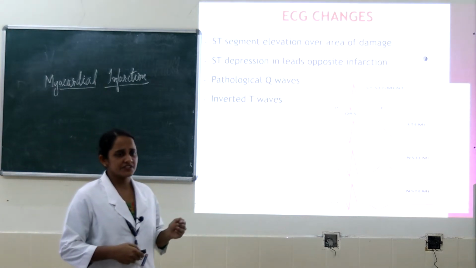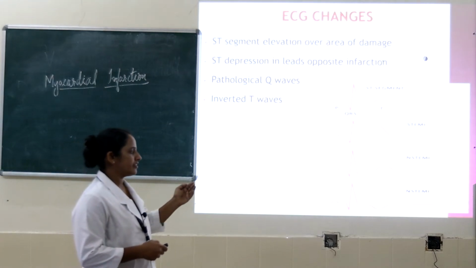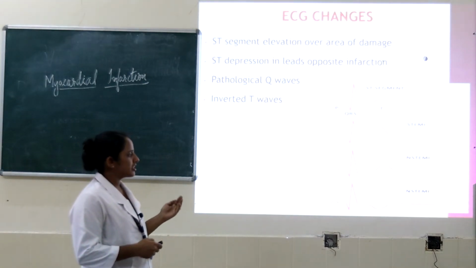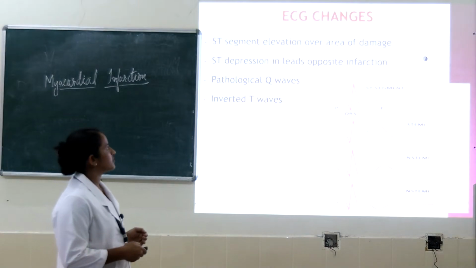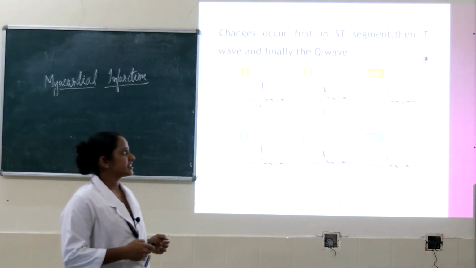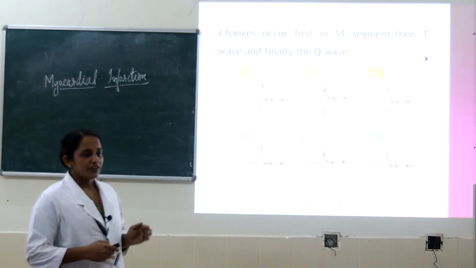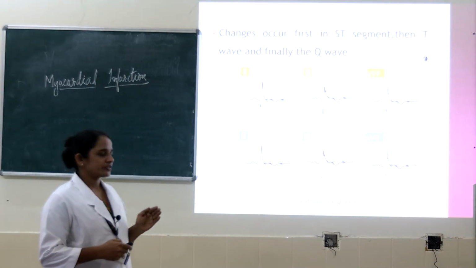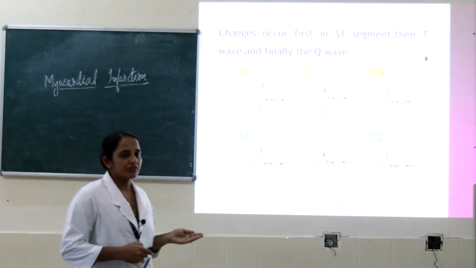So, these are the ECG changes we can see in case of MI. First one is ST elevation, ST depression, T wave inversion and pathological Q waves we can see in ECG. Then changes occur first in the ST segment, then the T wave and finally the Q wave. When the Q wave change has occurred, it will be lifelong. That change will not revert back.